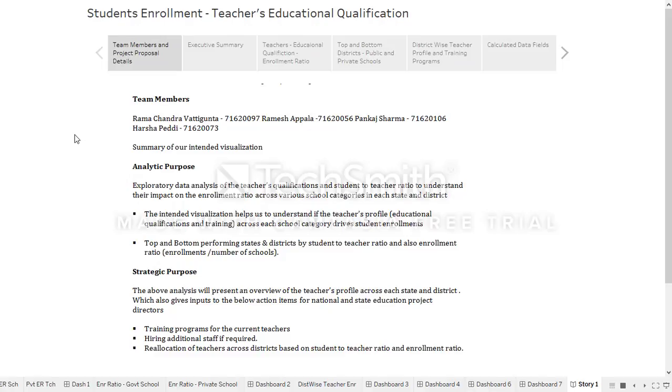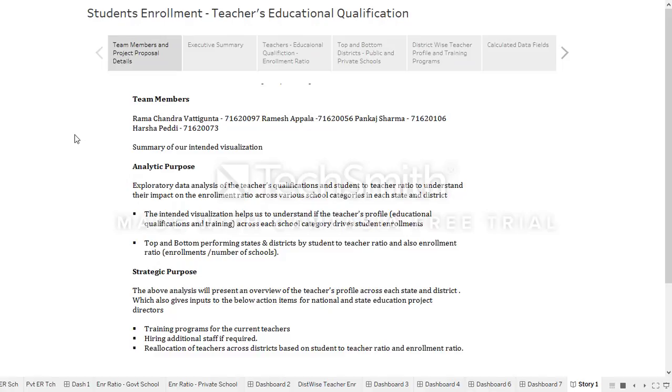The analytical purpose talks about the exploratory data analysis that we have done, comparing the student to teacher ratio as well as the student to the number of schools, which is enrollment ratio, and how the teacher's qualification has an impact on the enrollment ratio of the students across each state and also the respective districts.